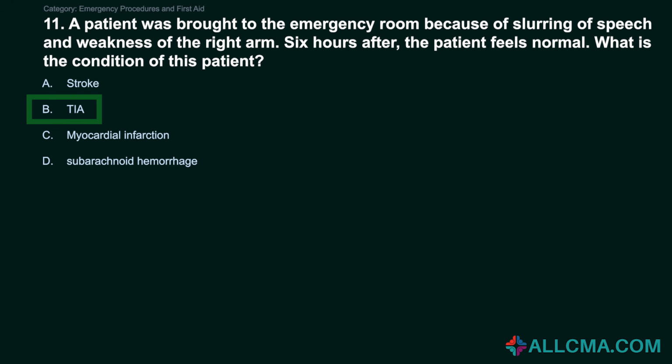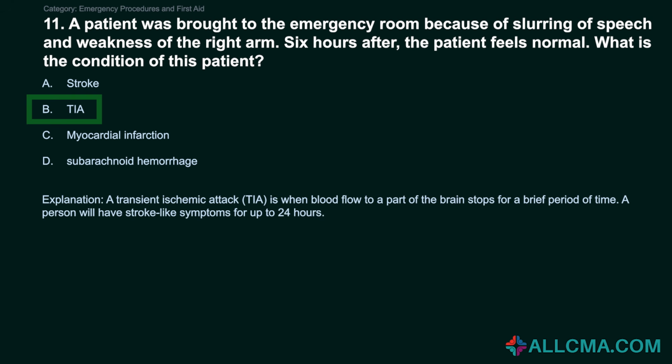Correct answer: B. T. A transient ischemic attack, TIA, is when blood flow to a part of the brain stops for a brief period of time. A person will have stroke-like symptoms for up to 24 hours.